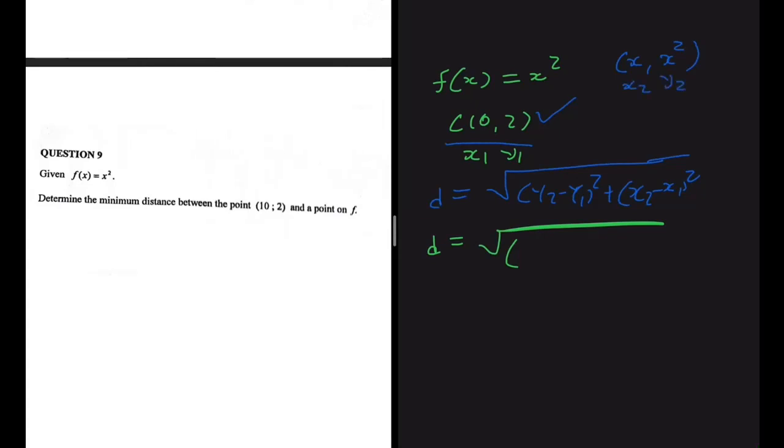So if we substitute this in our function, we're going to get (x squared minus y1, which is 2) and then we square everything, plus (x2, which is x, minus x1, which is 10), and then we square everything, right? If you've been watching my videos, you know fully well that I don't like square roots, fractions, and all that, right? So I'm just going to square both sides so that I don't have to deal with the square root. If I do that, I'm going to get the distance squared being equal to (x squared minus 2) squared plus (x minus 10) squared, right? So now you can see that it's much easier to digest, right?